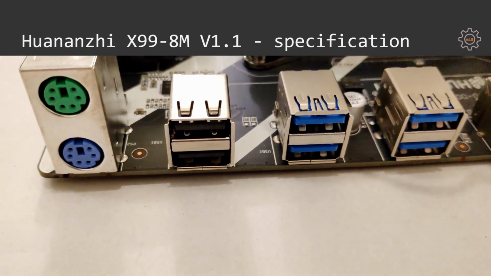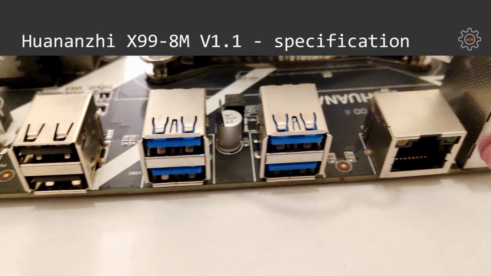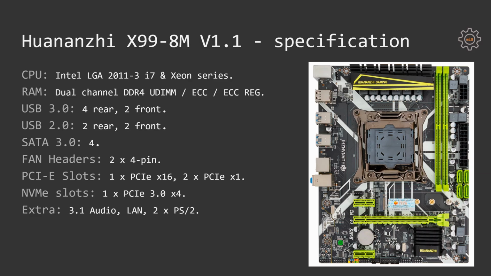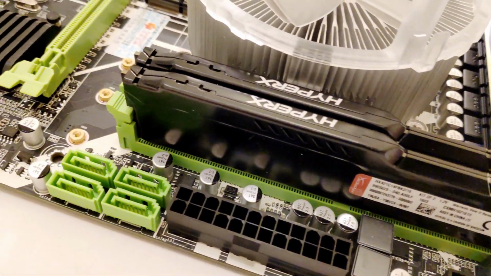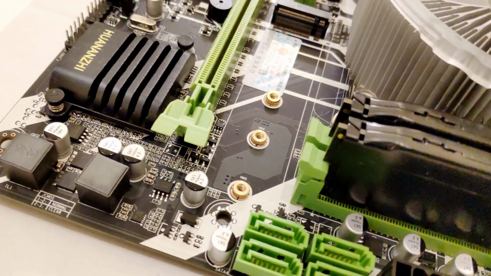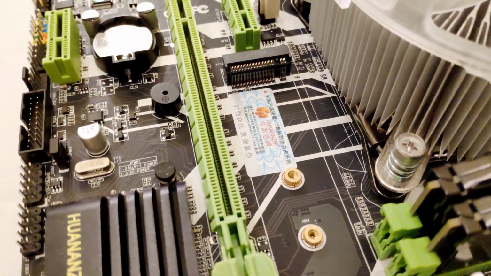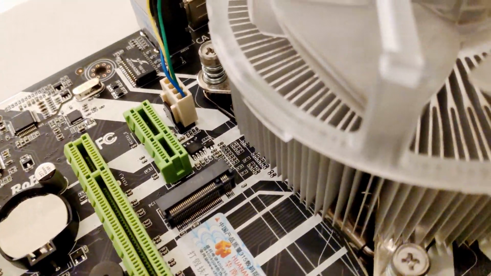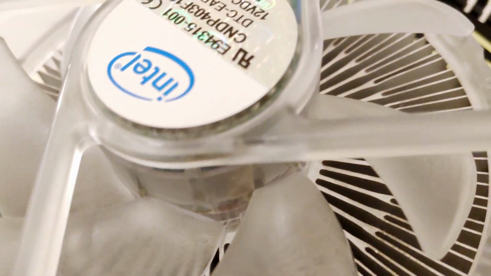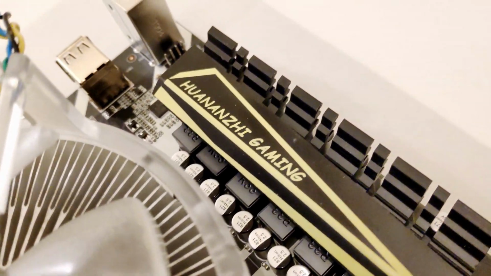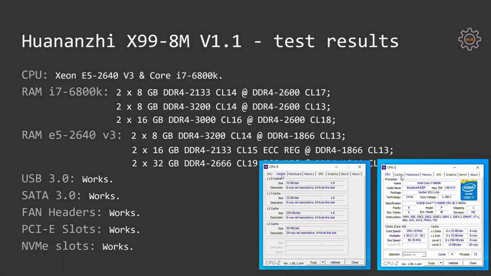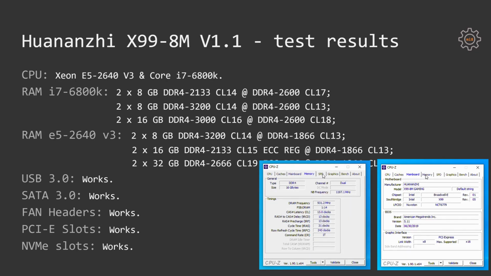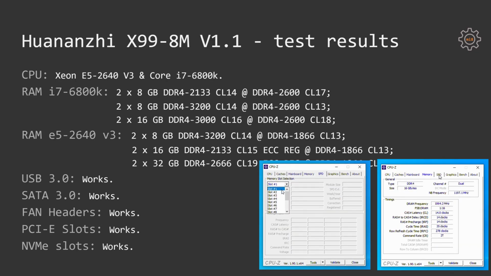There are four USB 3 headers and two USB 2 headers at the back side, two USB 3 ports and two USB 2 ports for the front side, four SATA 3 ports, two 4-pin fan headers, one PCI Express x16, two PCI Express x1 slots, one PCI Express 3.0 x4 NVMe slot for SSD drives, 5.1 audio, LAN port and two PS2 ports. I have tested the motherboard with Intel Xeon E5-2640 V3 and Intel Core i7-6800K.